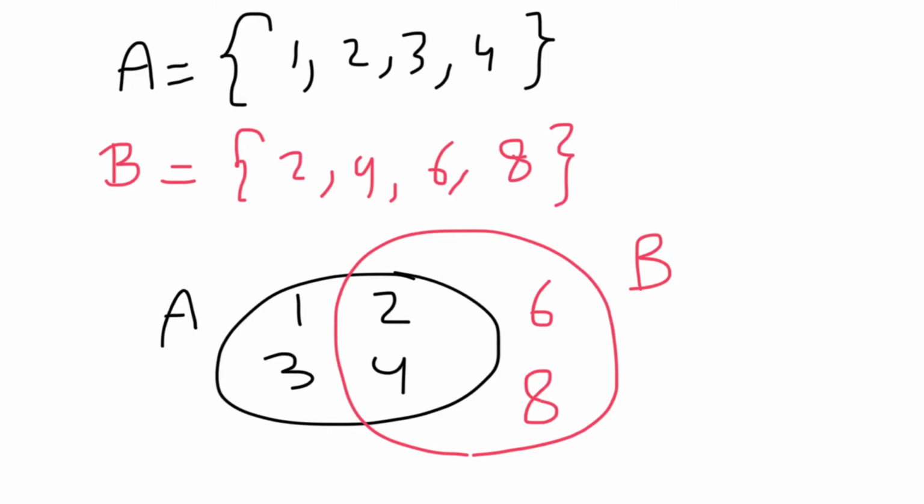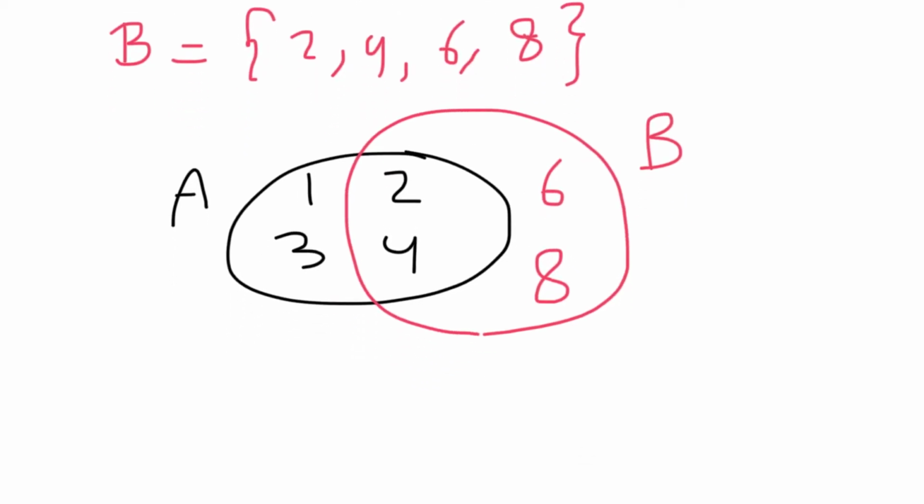This is a Venn diagram. If I ask you about the union, it means everything: 1, 2, 3, 4, 6, and 8. But if I ask you for the intersection, it's only 2 and 4. Okay?